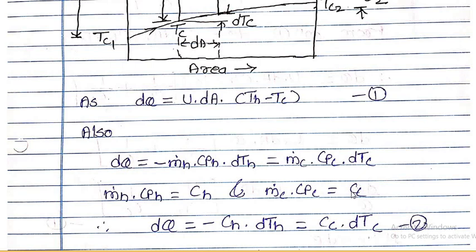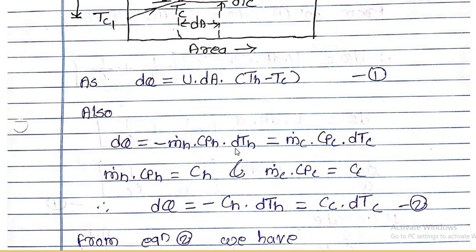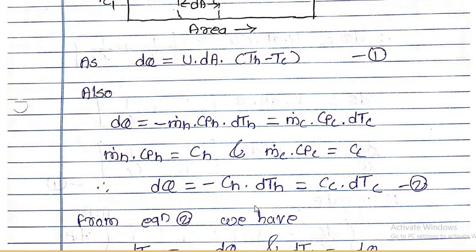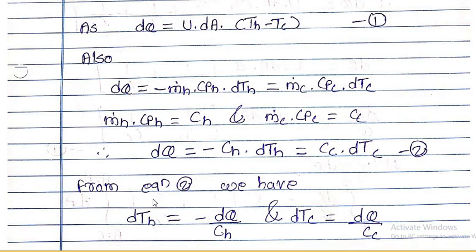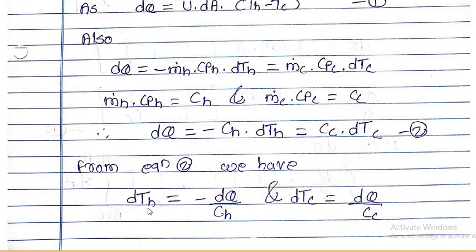Okay, then this equation can be modified as dQ is equal to minus C_h multiplied by dT_h is equal to C_c multiplied by dT_c. Okay, that will be our second equation. So from equation 2, we can write the equation for dT_h and dT_c.